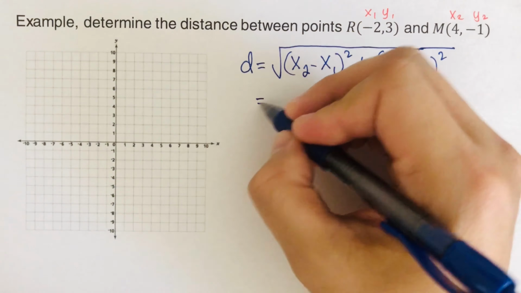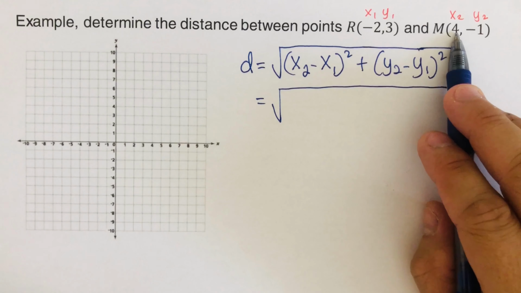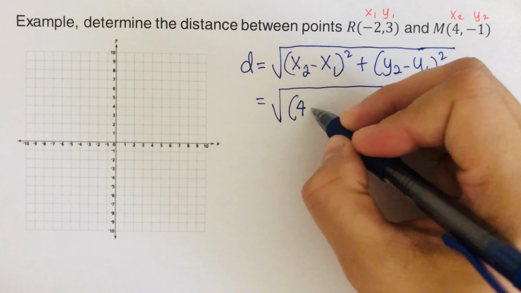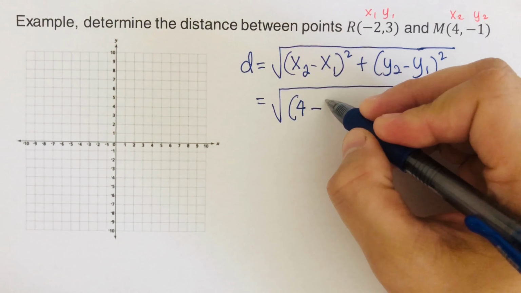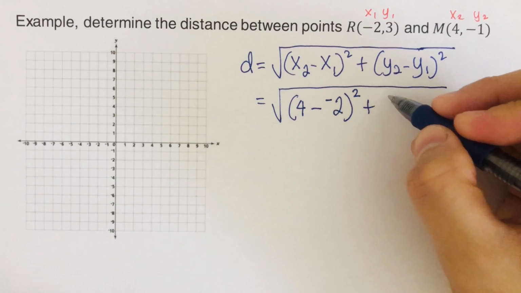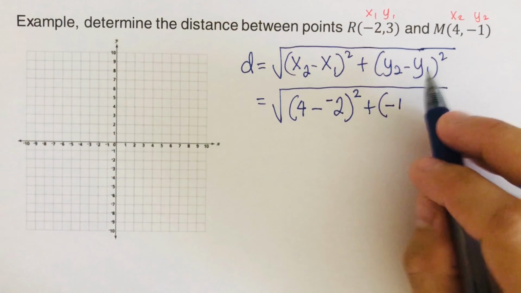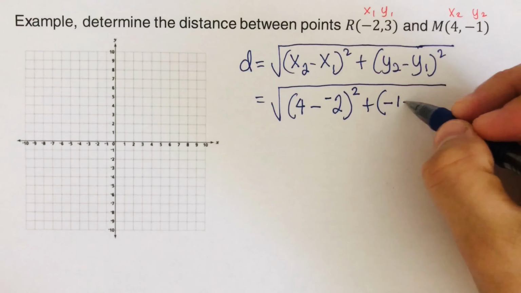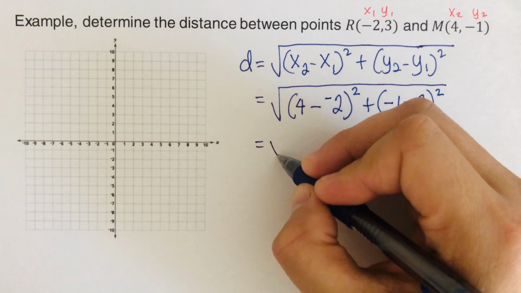So then we plug it in. We start with x sub 2. So x sub 2 is 4. So I'm going to write 4 there, minus, that's a negative 2 for x sub 1. So that is minus negative 2. And then this is squared, plus y sub 2 is negative 1. And then y sub 1, that's minus. Y sub 1 is 3. And that's squared.